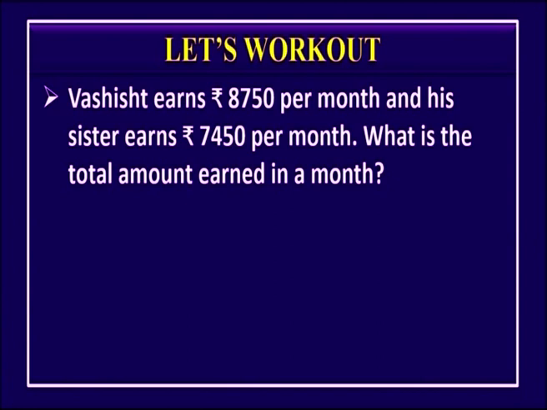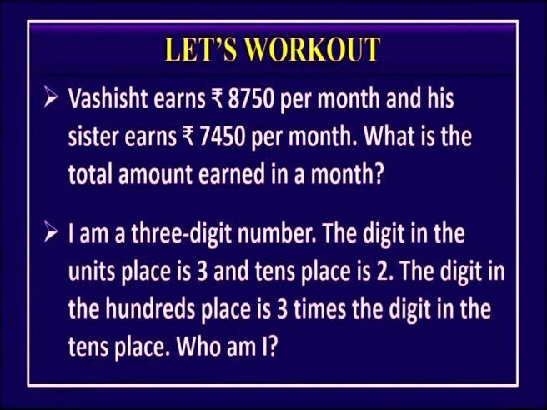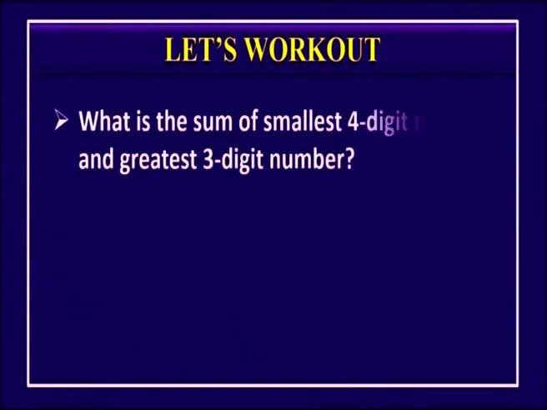TT earns 8,750 per month and his sister earns 7,450 per month. Now what is the total amount earned in a month? The next question is, I am a 3-digit number. The digit in the units place is 3 and tens place is 2. The digit in hundreds place is 3 times the digit in the tens place. Who am I? Now the third question is, what is the sum of smallest 4-digit number and greatest 3-digit number?